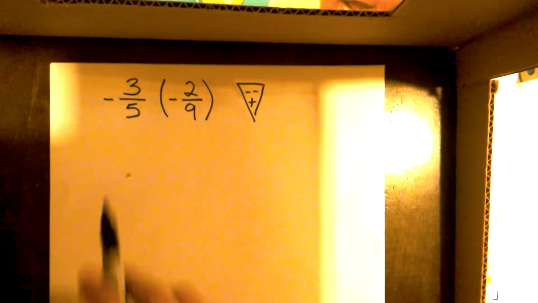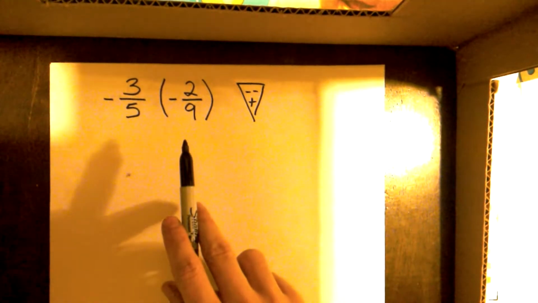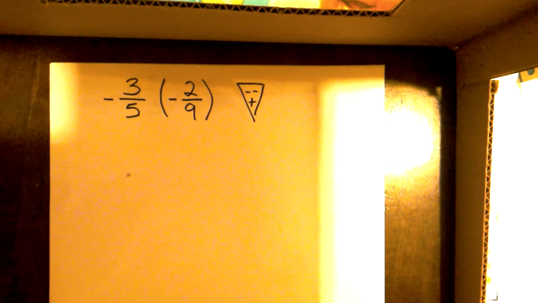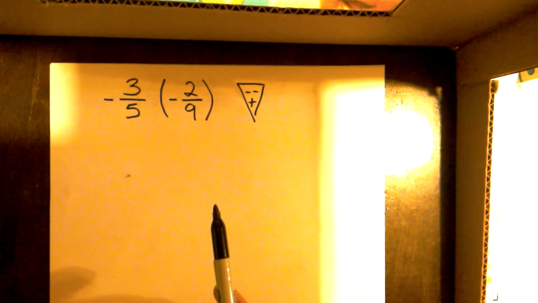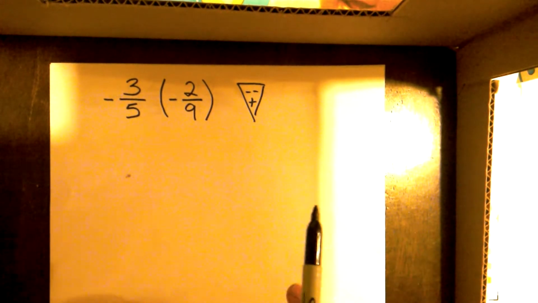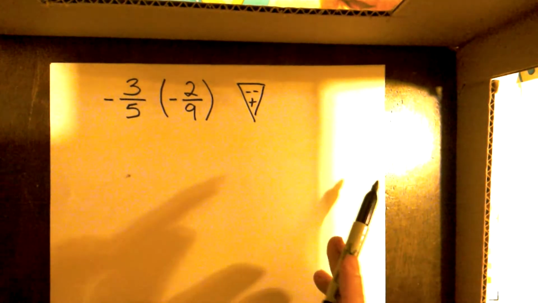First problem is negative 3/5 times negative 2/9. We know it's multiplication because it's a number next to parentheses. I drew Madman already. Remember, Madman works whenever we multiply or divide integers, or multiply or divide positives and negatives.